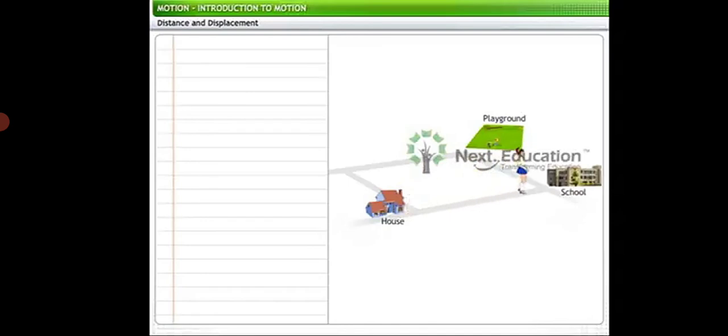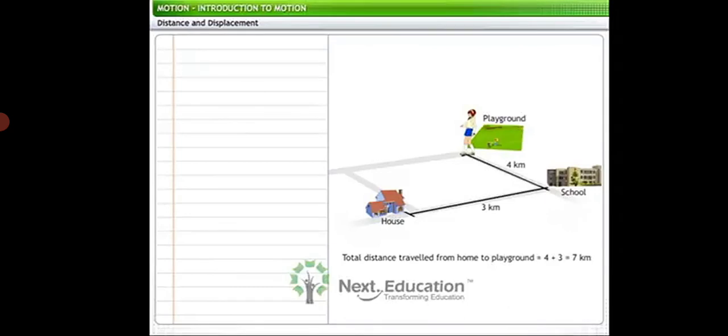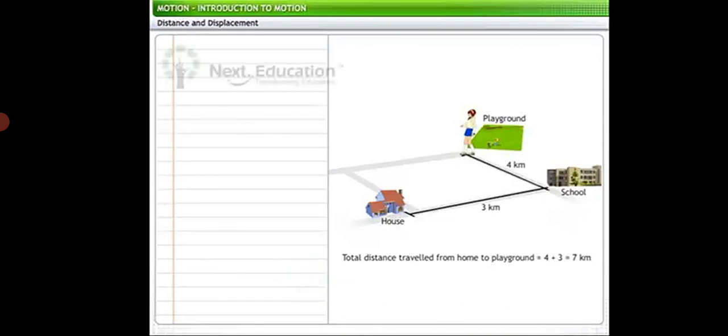Let's look at these quantities using an example. At the end of a school day, Mary goes from the school to the playground. The school is 3 kilometers away from her home and the playground is 4 kilometers away from the school. So, from home to school to the playground, Mary travels a total of 7 kilometers. This is the distance traveled by Mary.